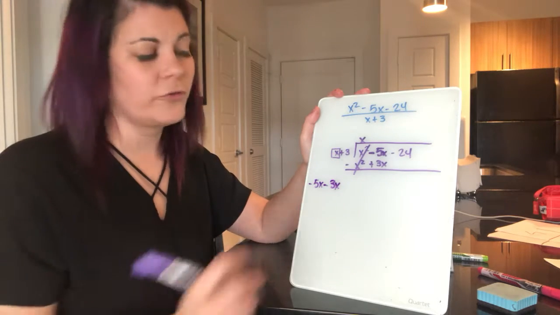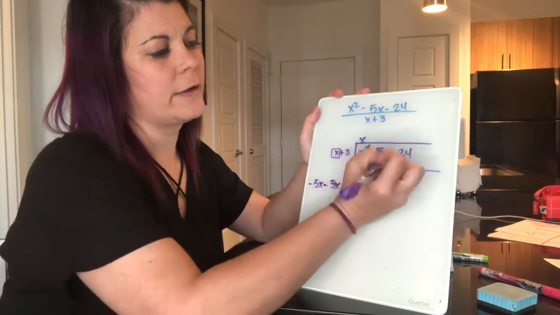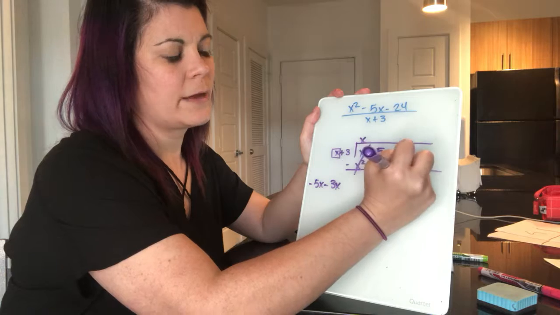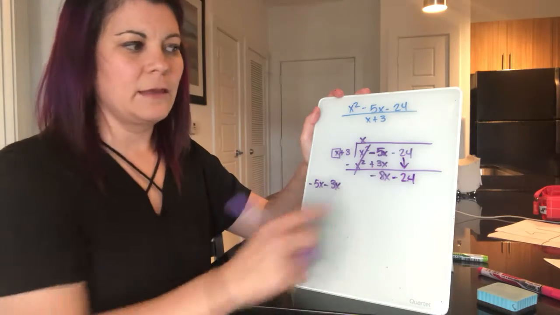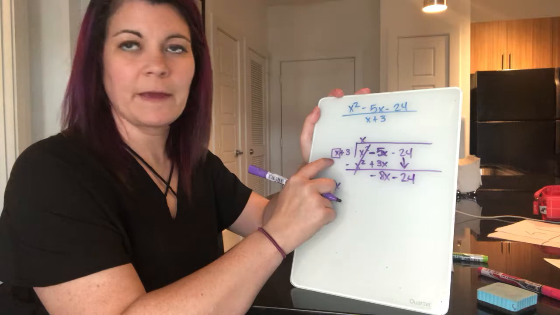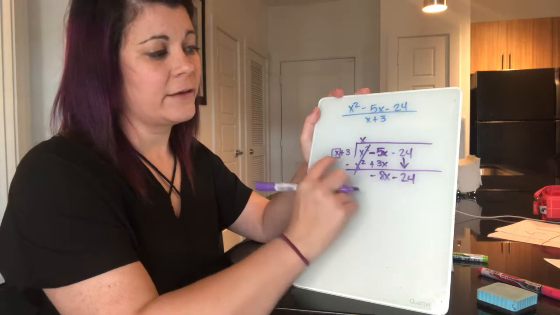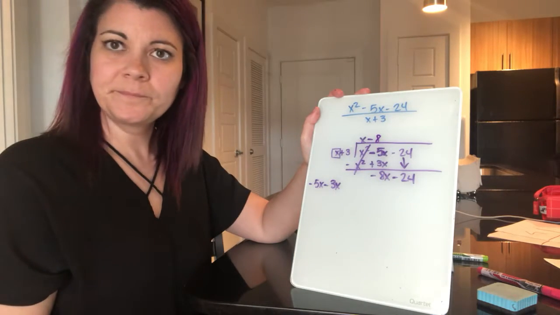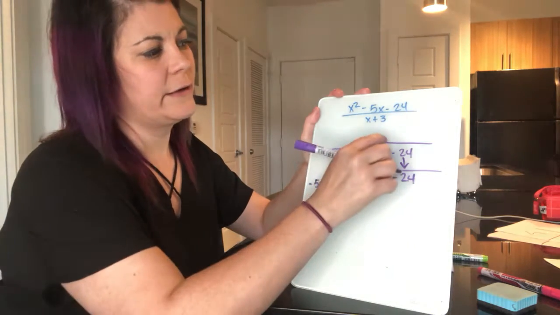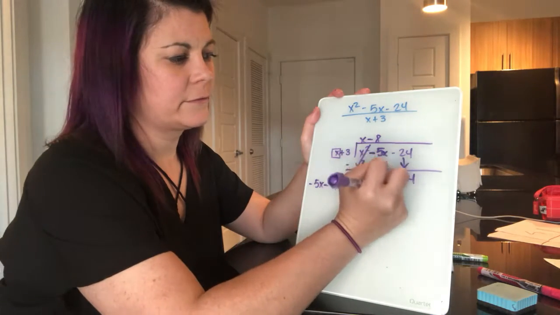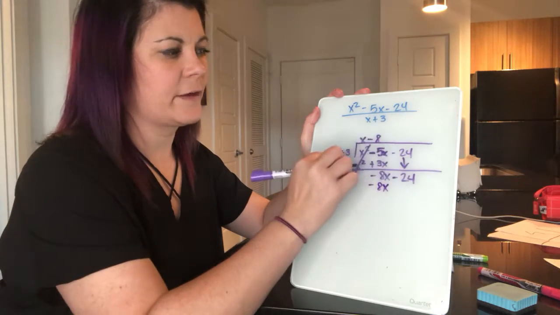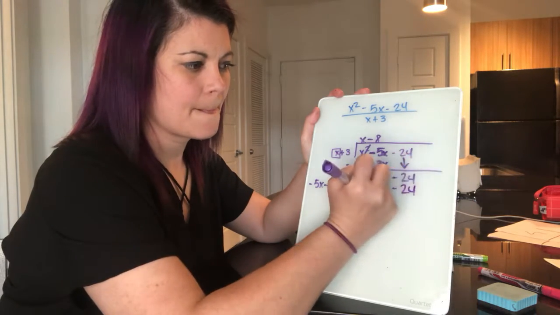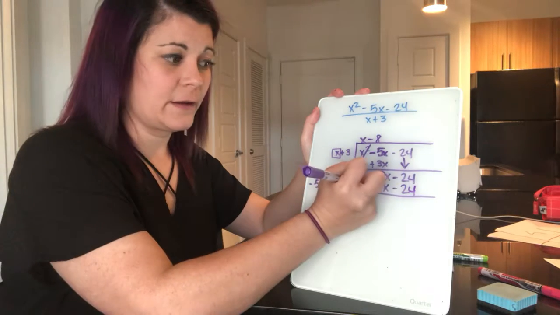We have to know our integer rules. Negative 5x minus a positive 3x is negative 8x. And then we bring down what we have left. And then again, you take the first term and you divide it by that x. So negative 8x divided by x is just negative 8, so you have minus 8. And then negative 8 times x is negative 8x, and then negative 8 times positive 3 is negative 24.